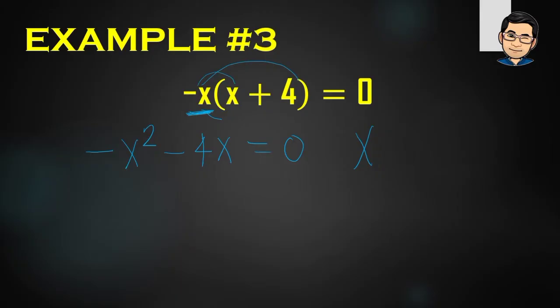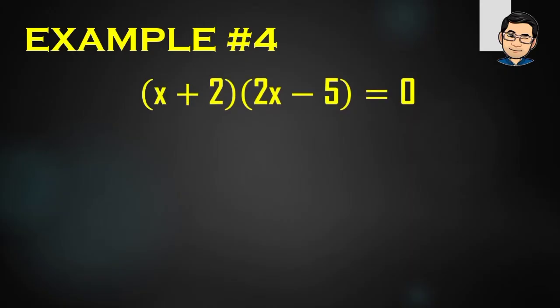Dapat po laging positive. So, paano magiging positive yon? Multiply the whole equation by negative 1. So, negative 1 times negative x squared, that is x squared. Negative 1 times negative 4x, that is positive 4x, equals negative 1 times 0. Of course, any number multiplied to 0, the answer is 0. Therefore, the standard form of the given equation is x squared plus 4x equals 0.